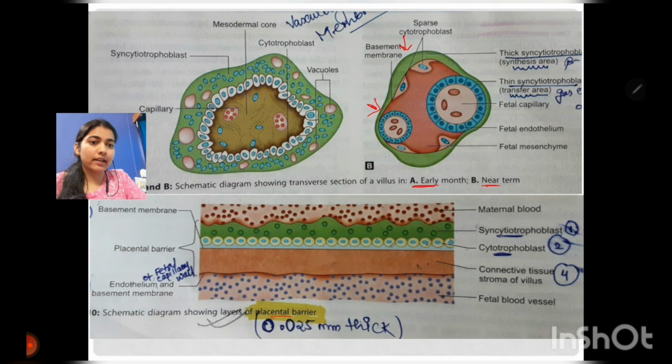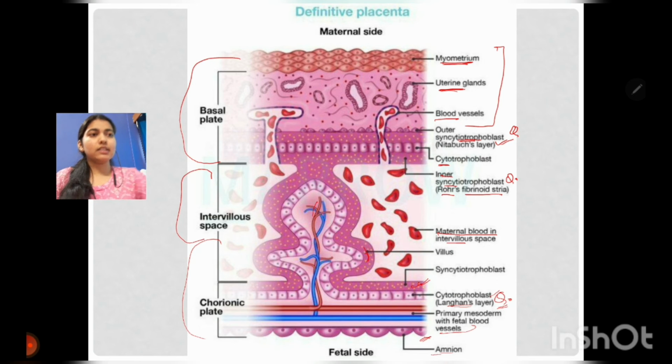This is also a diagram of the placental barrier: maternal blood, syncytial trophoblast, cytotrophoblast, connective tissue, and fetal blood vessels. This is the placental barrier. You can see basement membrane, endothelium, and basement membrane on the fetal side. Just learn this diagram by heart. This is a very important diagram, especially this point, I have marked a question mark. It is a very important point.